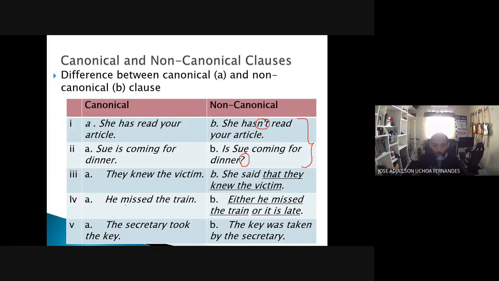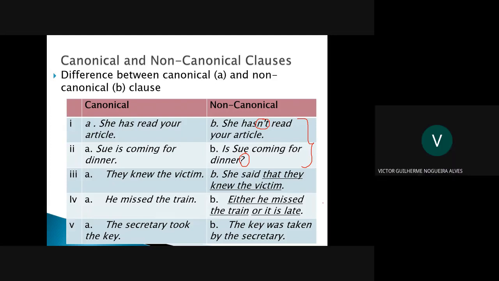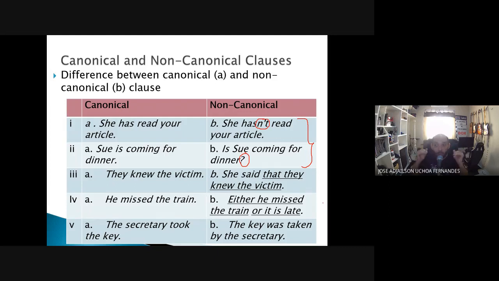In A, he missed the train is canonical. In B, either he missed the train or it is late. Now, what is the difference you can see? One is conditional and the other one is not. But we have a bigger classification for conditionals. If, or, thus, however, we have those conjunctions. And conjunctions are called coordinators or subordinators. So canonical clauses are never subordinated.